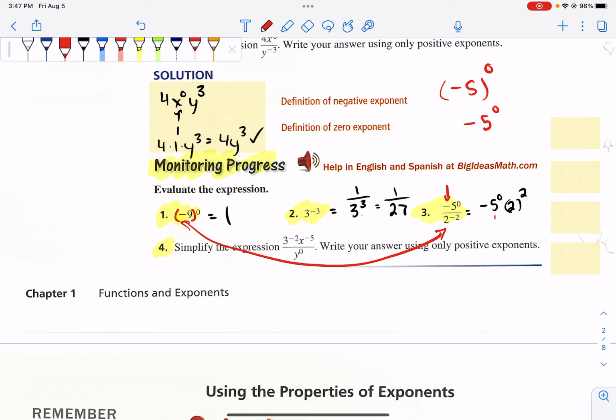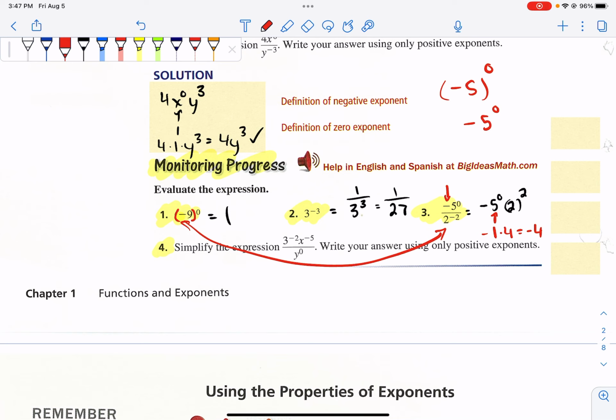So 5 to the 0, that's 1. But there's a negative in front of it, so I have to put a negative in front of it. And then 2 to the second power, 2 squared is 4, so this becomes negative 4. Please, please, please be really, really careful with that negative sign.